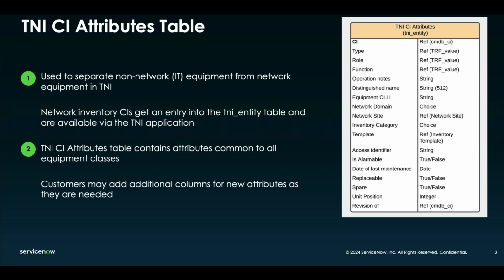So some examples of those attributes will be operation notes, the type, the role, the function of that CI, access identifier, which is an alias name for your network interfaces, as well as things like whether that CI is replaceable or if it's a spare.